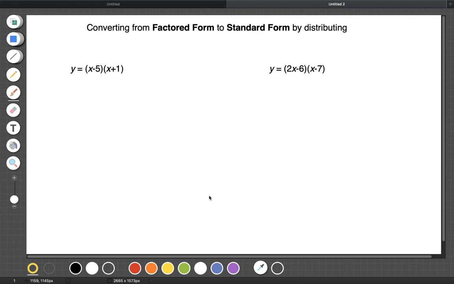All right, now that we know what the factored and the standard form are, we're going to learn about converting between those. So what that means is, we're going to start with a factored form quadratic, and we want to say, oh, well, what if I wanted to write that same exact quadratic in standard form? Well, what we're going to do is we're going to convert from factored to standard.